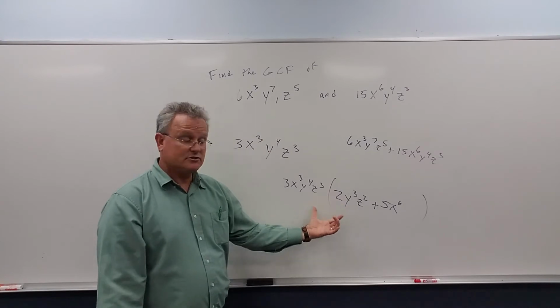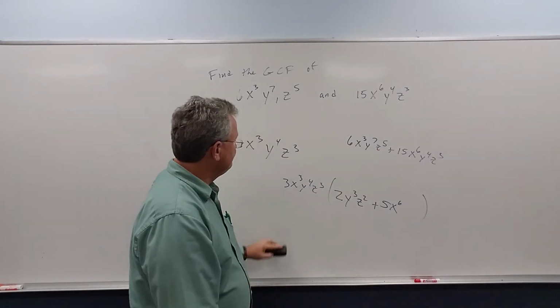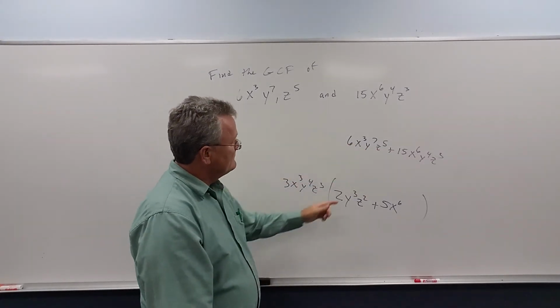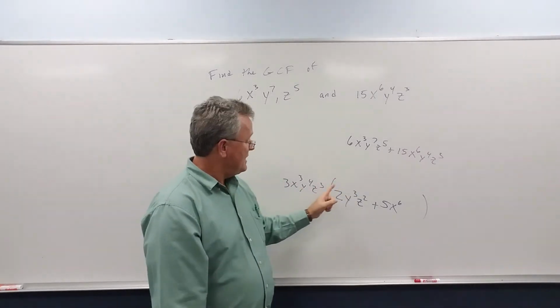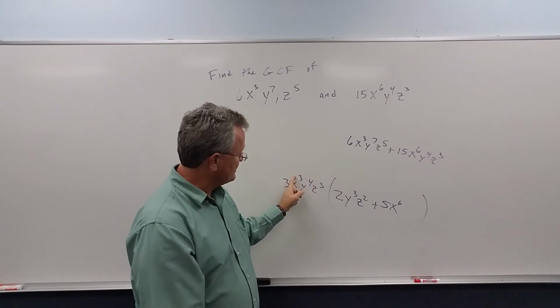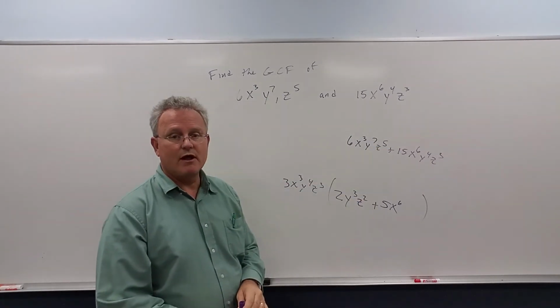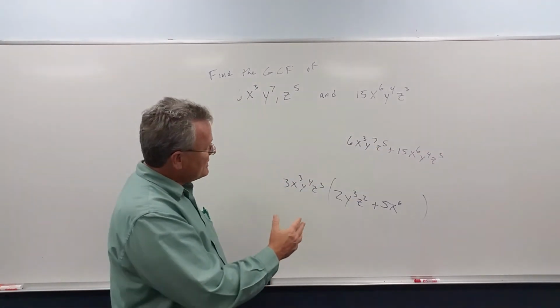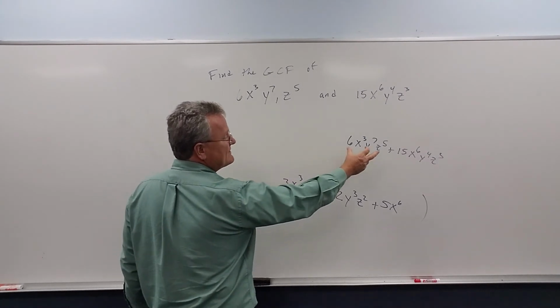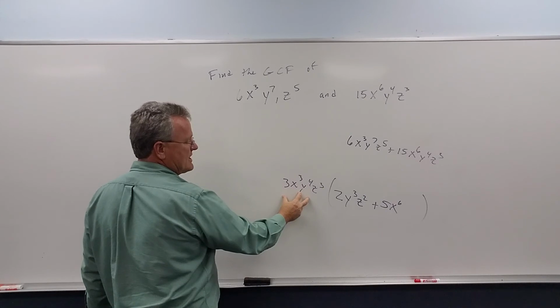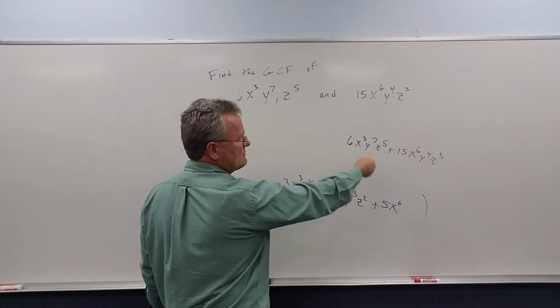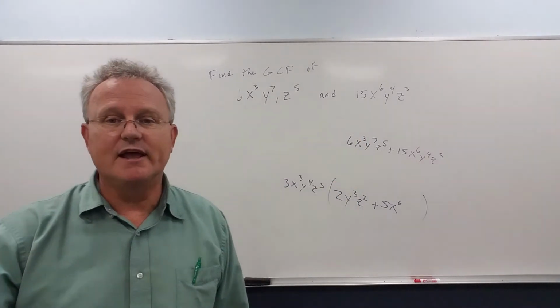So this is our answer. This is the factored form of this. And again, if I distribute this, it's just going to take me right back to there. But we started with first being able to identify the greatest common factor. What is it that I can factor out? Then we go backwards to figure out what we end up with.